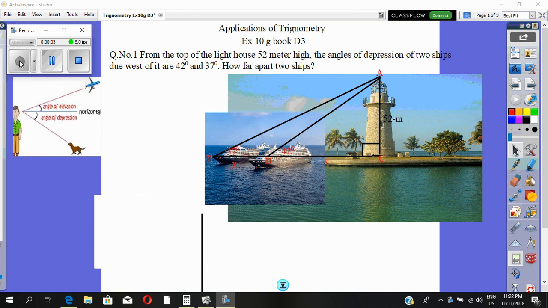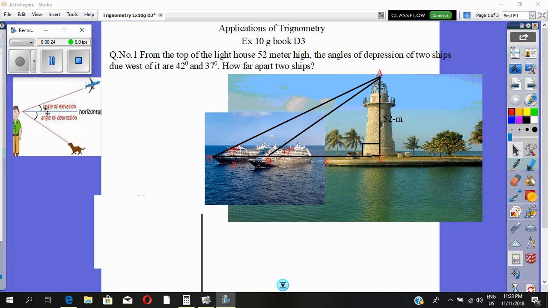Bismillahirrahmanirrahim. Today we're supposed to start the application of trigonometry. Some word problems are here. Before starting the word problems, trigonometrical ratios we have already done, but here we're supposed to revise the angle of elevation and the angle of depression.